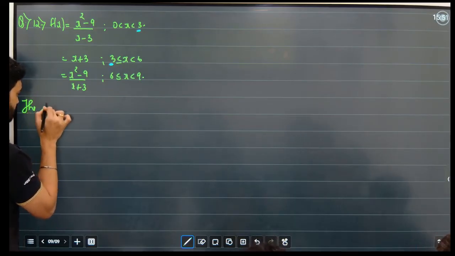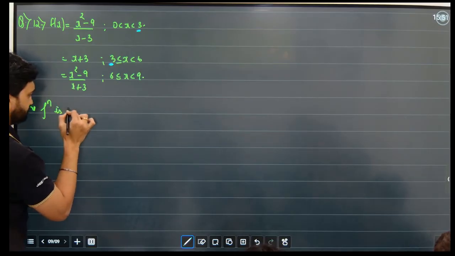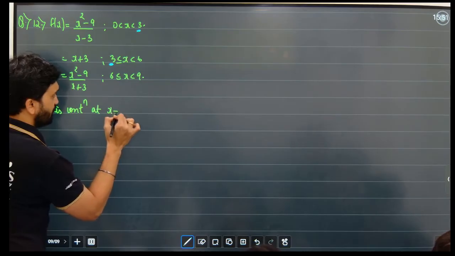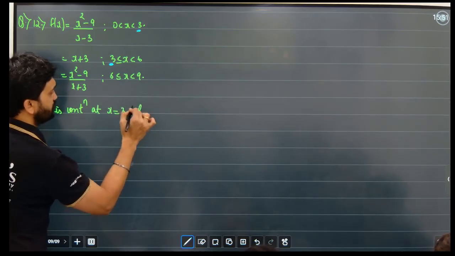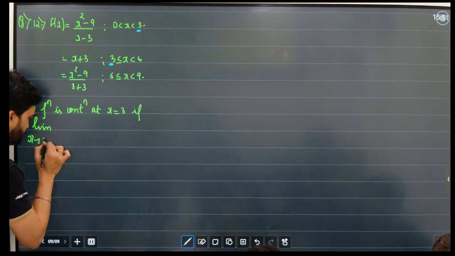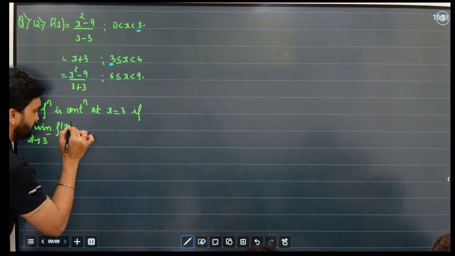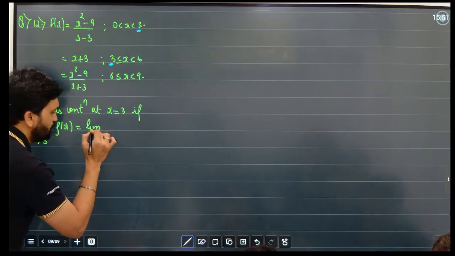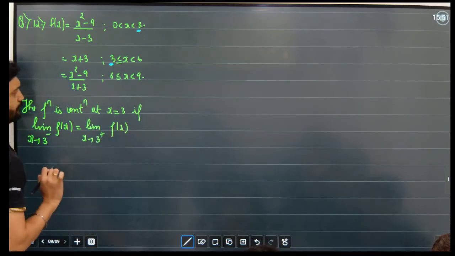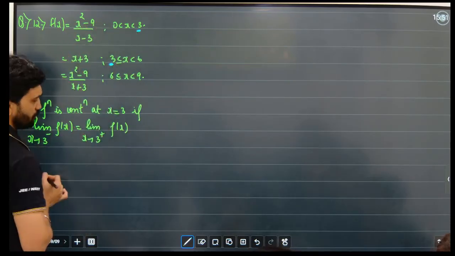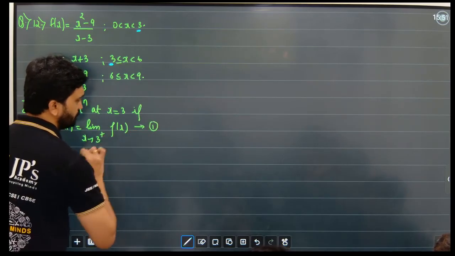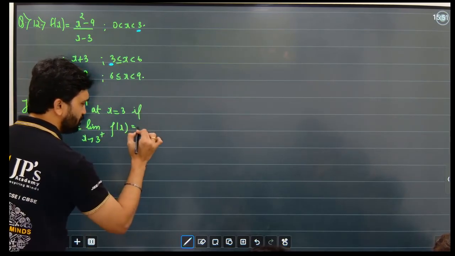I'll start with the function is continuous at x is equal to 3 if limit x tends to 3 minus f of x is equal to limit x tends to 3 plus f of x. Okay, 3 minus matlab the first equation, 3 plus matlab the second equation. So I will take this as equation 1. You can write f of 3 also is equal to f of 3.